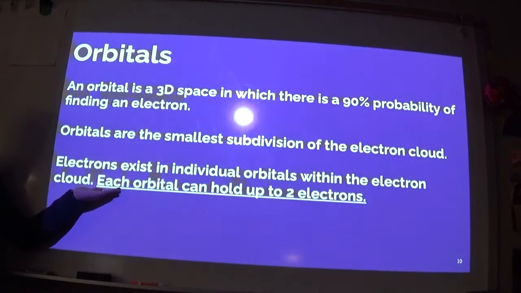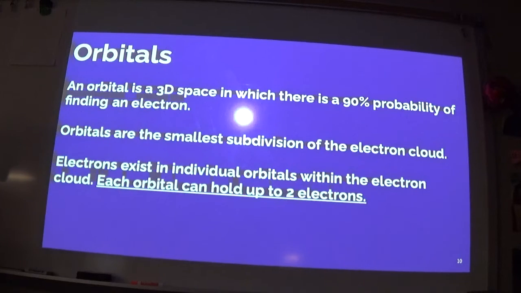Here's the other thing that I want to say. Each orbital, regardless of where it is or what type it is, can hold up to 2 electrons. Electrons like to follow a buddy system. If they can, they will pair up.